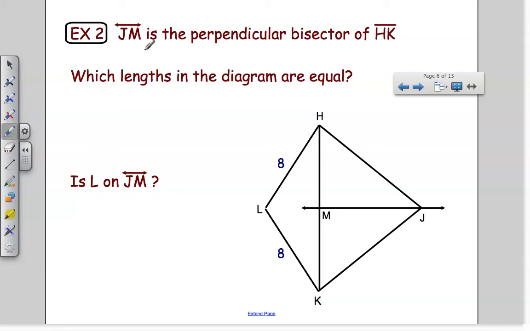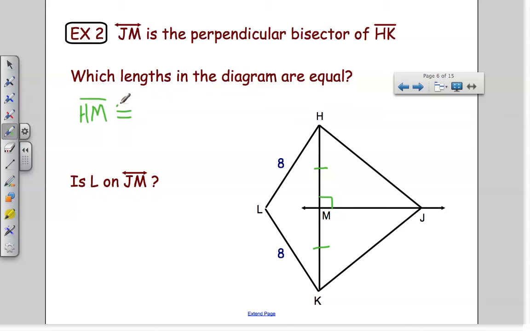They tell you line JM is the perpendicular bisector of line segment HK. Let's mark everything we know. Line JM, that's this, is the perpendicular bisector of line segment HK. So it's perpendicular, meaning at a right angle. Bisector of HK means it crosses at midpoint M, and these would be congruent. And the question here is which lengths in the diagram are equal? Well, because it was a bisector, I already marked HM and KM congruent. I know that because of the definition of bisect.